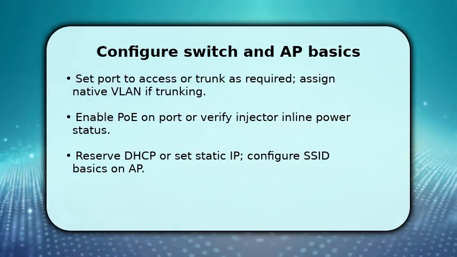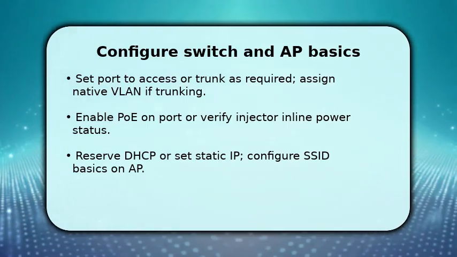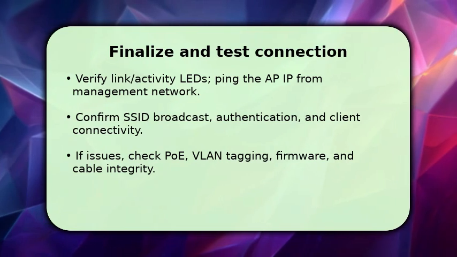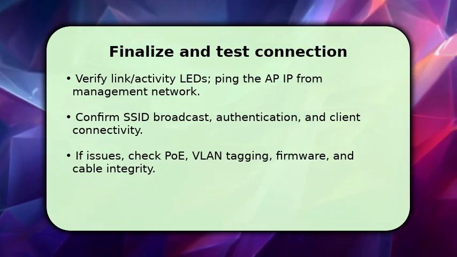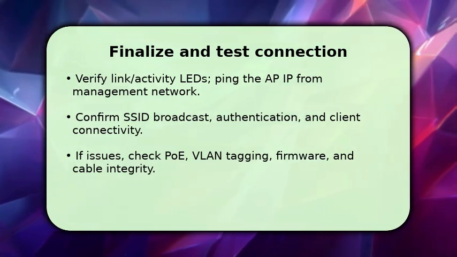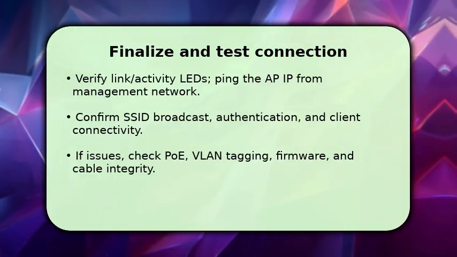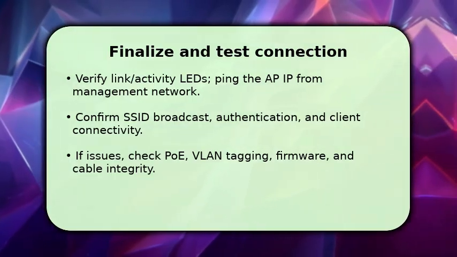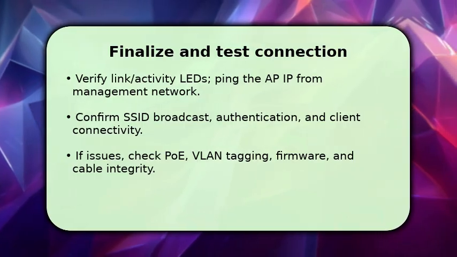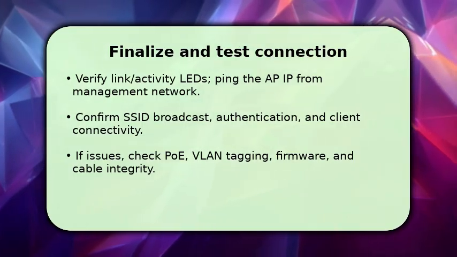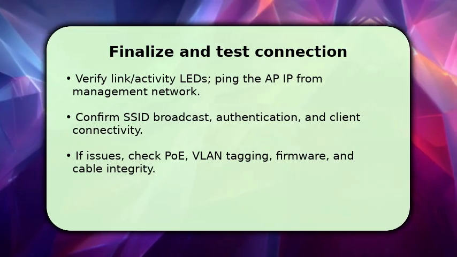Make sure the AP firmware is. You finish by validating network reachability. Ping the AP from your management station and log into its interface to confirm configuration pushed correctly. Once authenticated, verify the SSID broadcasts and that a test client can associate and obtain an IP. This proves both Layer 2 and Layer 3 are working.